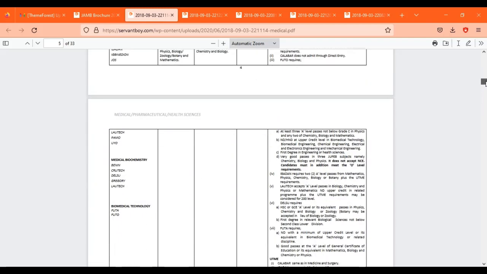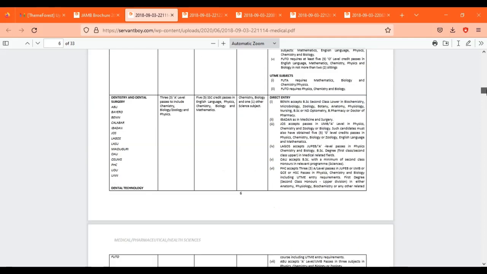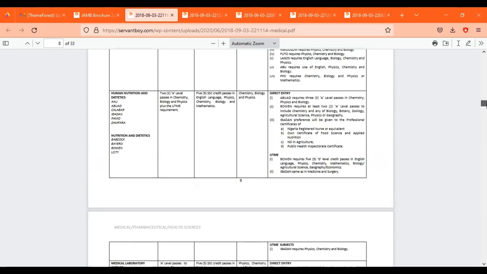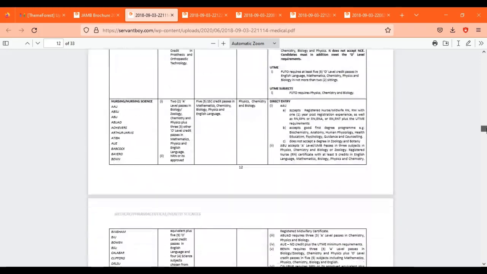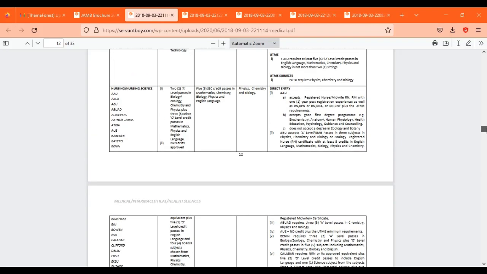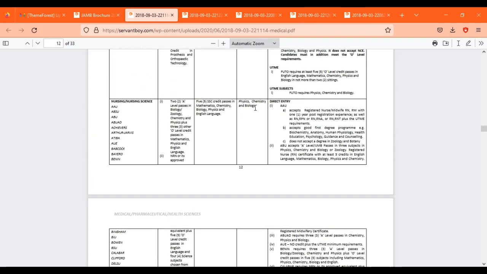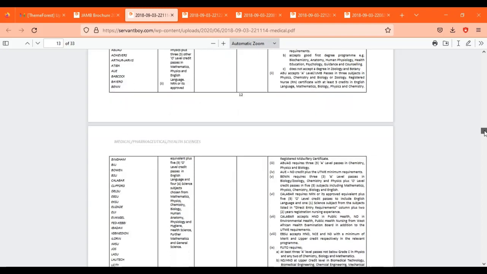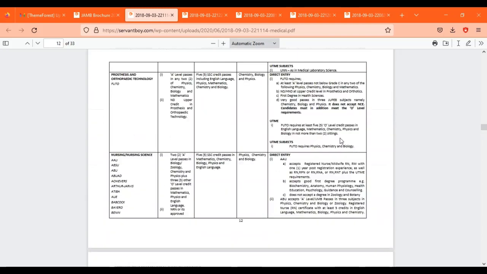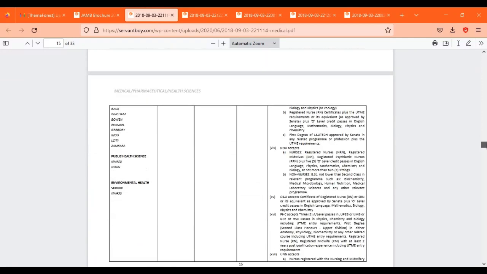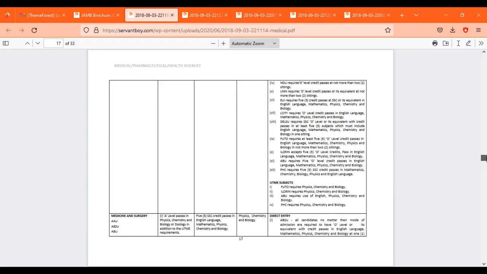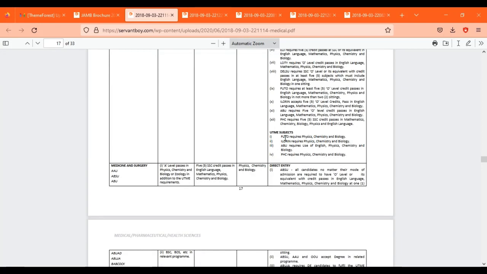combination. Let us look at medicine and surgery. We'll soon get there. You can see for nursing, it is still physics, chemistry, and biology for nursing science. And if you scroll down, you can see this point. This is where we call the waivers. So we should go down to UTME subjects. You can see we only have four schools.